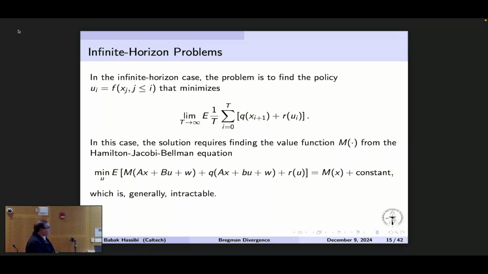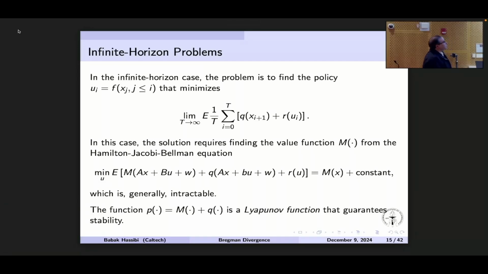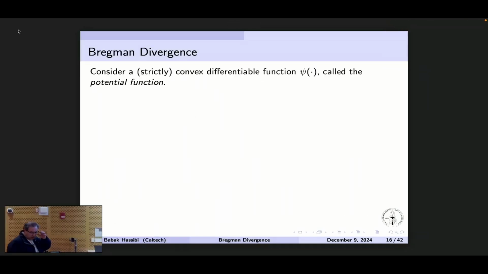Anyway, so this was just a side remark. What I want to do is really to try to connect to the quadratic thing. And I will just say one thing because it's important. The good thing about this is that it also comes with a guarantee of stability, because this m plus q, I'll call it p, is a Lyapunov function that guarantees stability, but I won't go into that. Okay, so what is it that I want to do?